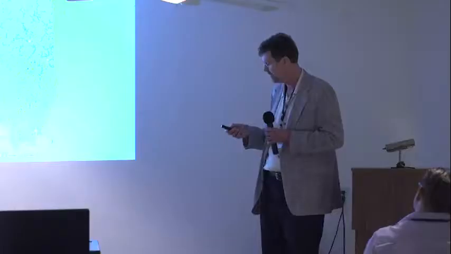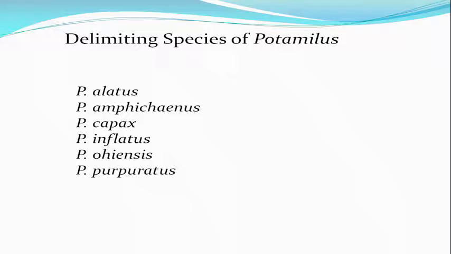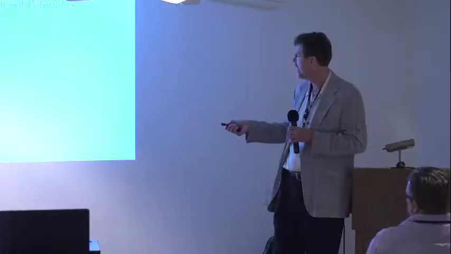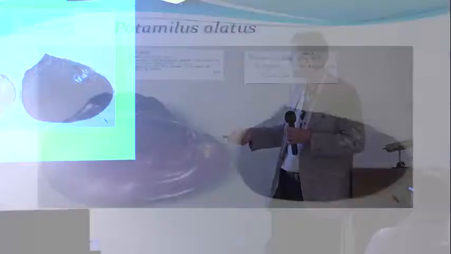Another group is the genus Potamilus. Potamilus alatus, amphichaenus, capax, inflatus, ohiensis, purpuratus are some of the species that are found in the genus. Here's Potamilus alatus.